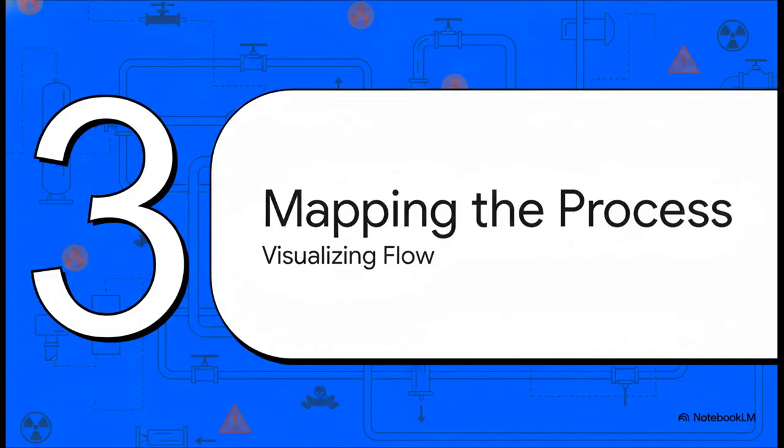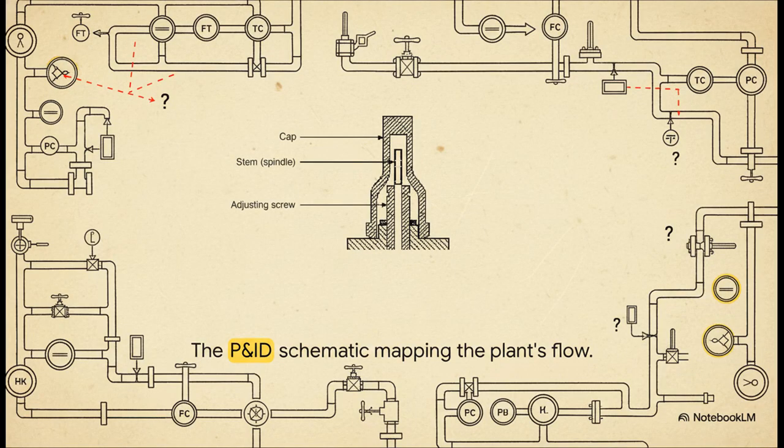Section 3. Mapping the chemical process. Visualizing the flow. All right, now that we've calculated the mathematical danger of the materials we're working with, we need to actually visualize how these dangerous chemicals flow through the physical facility. Behold the piping and instrumentation diagram, or P&ID for short.